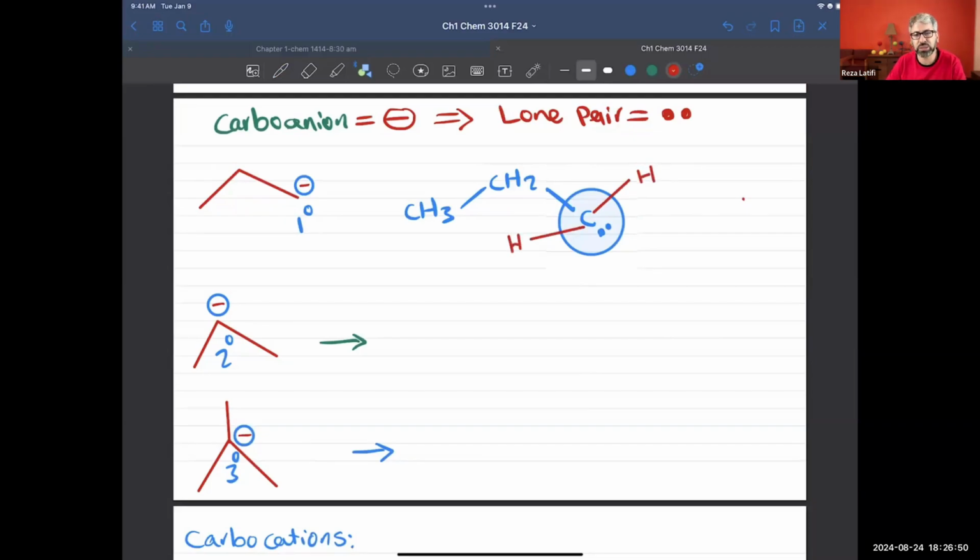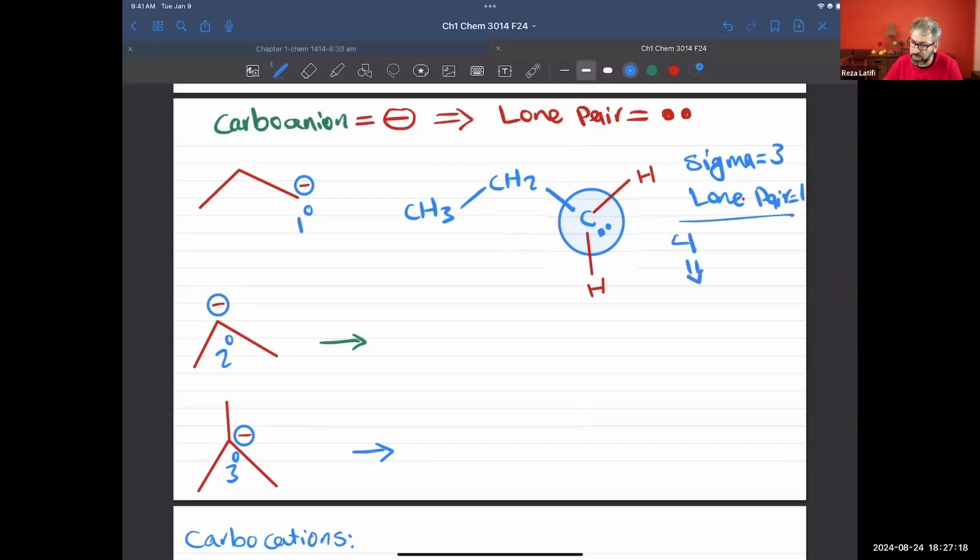So in order to make it octet, we need to have 2 more hydrogens. Okay. Now, I got sigma equal to 3, and lone pair equal to 1. So I have 1 lone pair and 3 sigma. I got 4 pairs.